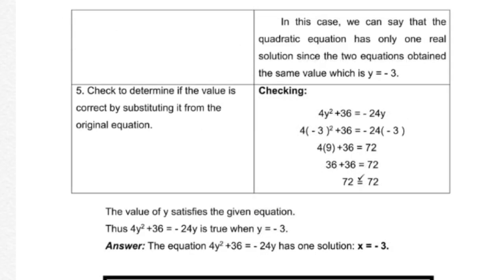Then checking if our answer is correct, we can substitute negative 3 for the value of y. So we have 4 times negative 3 squared plus 36 equals negative 24 times negative 3. Negative 3 squared is 9, so we have 4 times 9 plus 36 equals negative 24 times negative 3, which is 72. 4 times 9 is 36, then plus 36 equals 72. 36 plus 36 is 72, so we can say that 72 is equal to 72, which is correct. So we can say here that our answer is y equals negative 3.